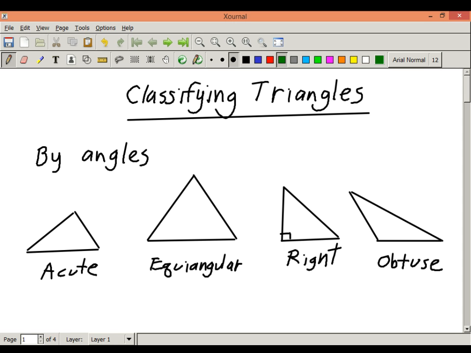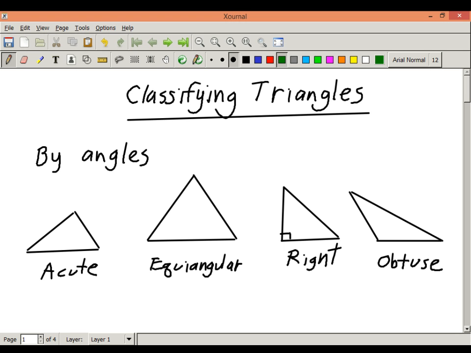Okay, hello everybody. We're starting a new chapter, and this chapter is all about triangles. We're going to start pretty slowly and easily today with how to classify triangles. There's two ways to classify triangles. One is to classify the triangles by angles, and the other way is to classify triangles by their sides.